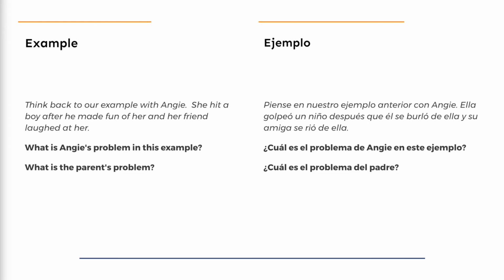Example, think back to our example with Angie. She hit a boy after he made fun of her and her friend laughed at her. What is Angie's problem in this example, and what is the parent's problem? Angie's problem is that her friend laughed at her. That is her biggest pain here. Being made fun of is also a problem. The parent's problem might be that their child is getting in trouble at school. Of course, they are also worried about their child, but their biggest pain in this moment might be the school situation.